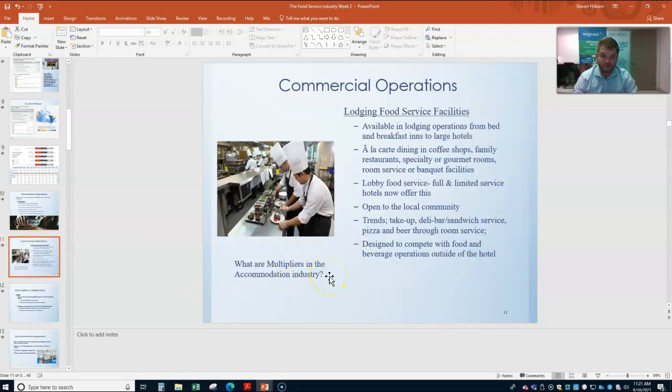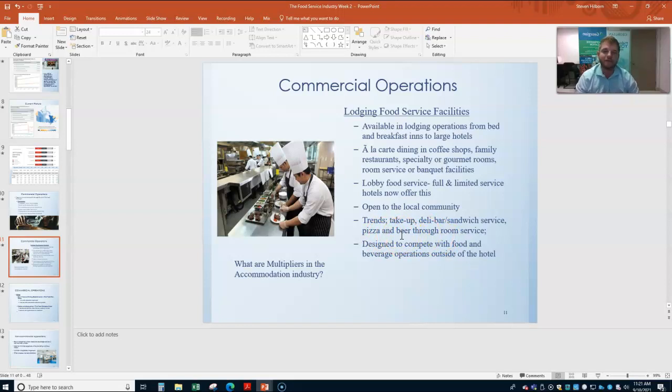Even lodging food service facilities are included in this. So when you think about a lot of these hotels and maybe places that you worked at, they probably have 4 or 5 or 10 different options for food. Some have several different restaurants on site. They might have lobby food service, Starbucks, or a little bakery or coffee shop in the lobby. They'll have takeout, deli bar, pizza and beer through room service. They'll have catering. They have all kinds of different things.